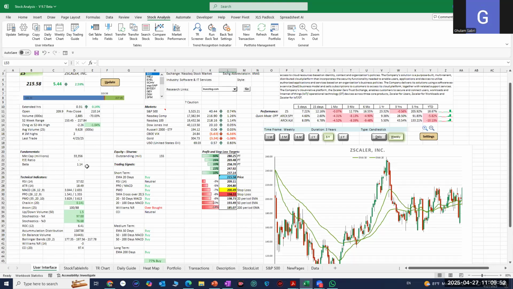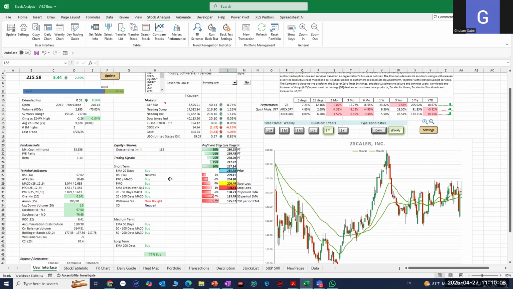Some fundamentals about its market cap. It's a $33 billion company. How volatile is this? Slightly volatile, the beta is 1.14. If it is one, that means it is at par with the market. If the beta is greater than one, then it's slightly more volatile than the market itself. Then there are different technical indicators.